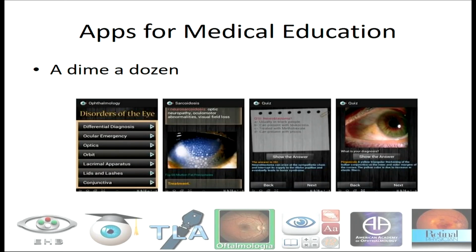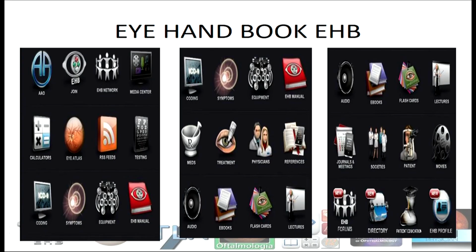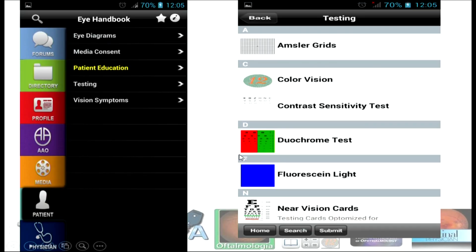For medical education or for use of an ophthalmologist, you have a lot of apps, principal among which is the Eye Handbook. It has a lot of applications which can be used in our day-to-day practice, and this gives us many things which we can incorporate in our day-to-day testing also. So you have eye diagrams, media, patient education, testing, and vision symptoms. In testing, they have the Amsler grid, color vision chart, contrast sensitivity, duochrome test, fluorescent light.